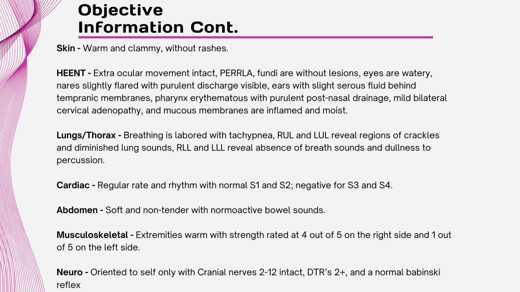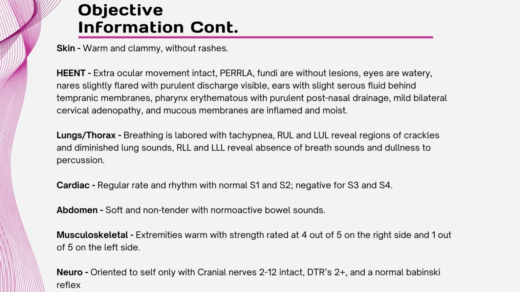Her HEENT includes the following: extraocular movement intact. Her pupils are equal, round, reactive to light, and they accommodate. Fundi are without lesions. Eyes are watery. Her nares are slightly flared with purulent discharge visible. Ears with slight serous fluid behind the tympanic membranes. Pharynx is erythematous with purulent post-nasal drainage, mild bilateral cervical adenopathy. She has mucous membranes that are inflamed and moist.